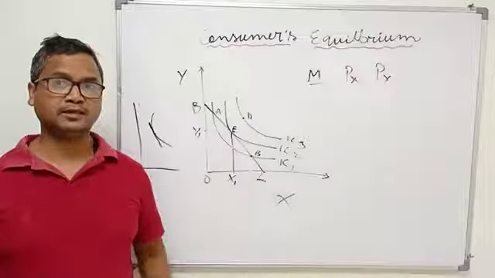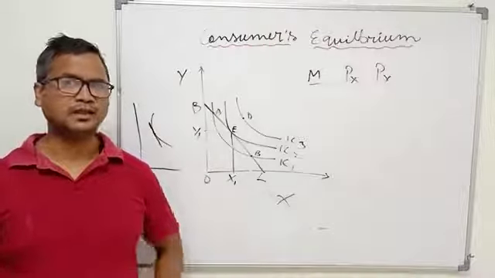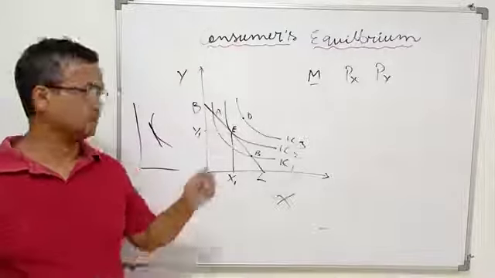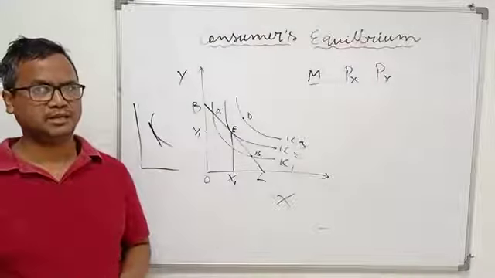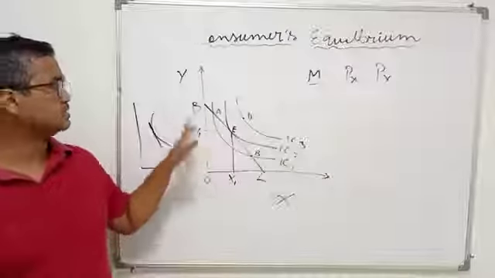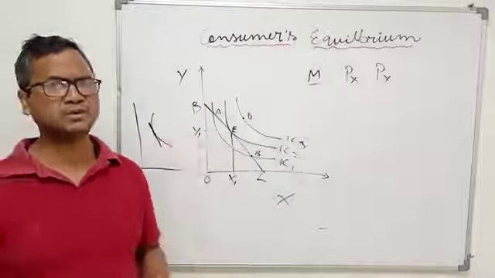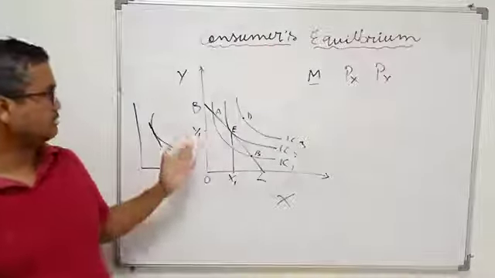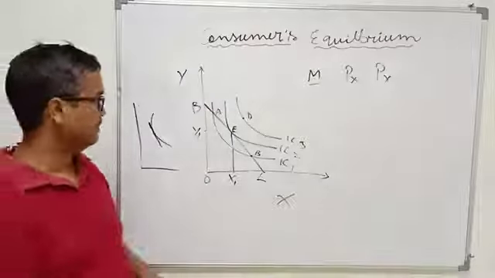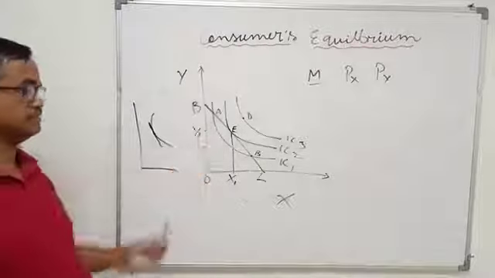By choosing that combination, it can attain the maximum level of satisfaction, and there won't be any tendency to fluctuate from that point. Okay, clear? So this is the graphical representation of consumer equilibrium considering two goods. Here we are considering Y good and X good. Now, mathematically, how to derive that relationship or that condition?